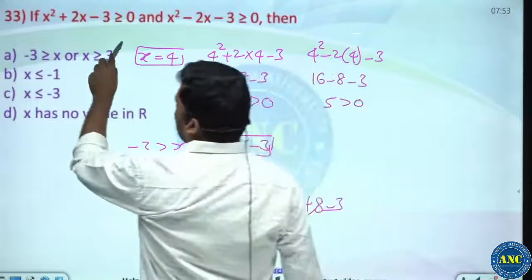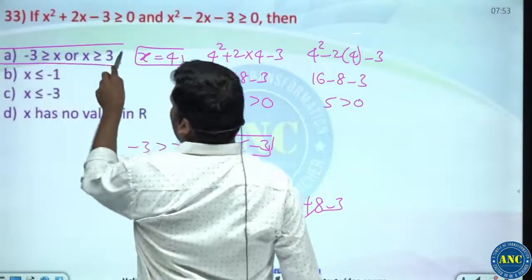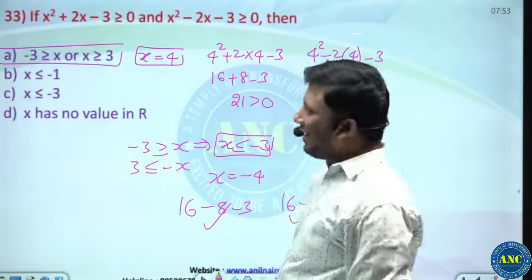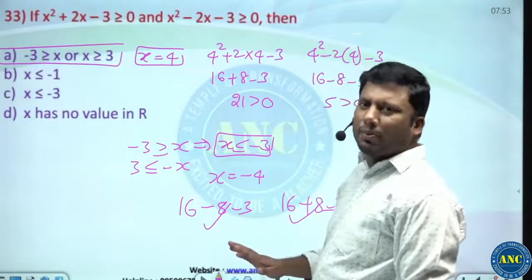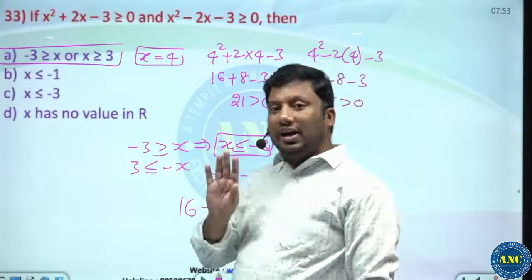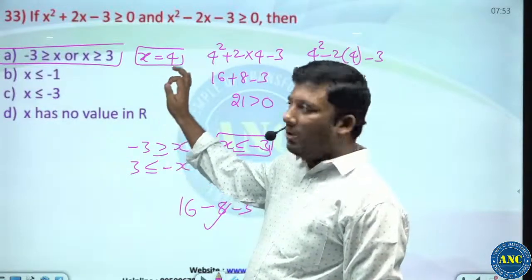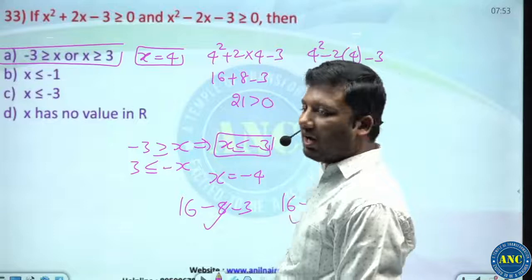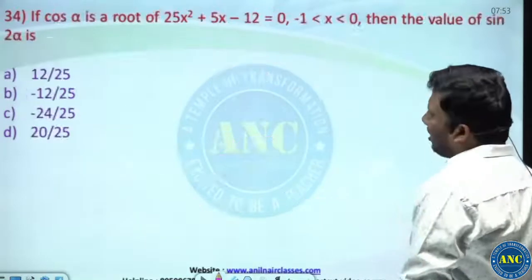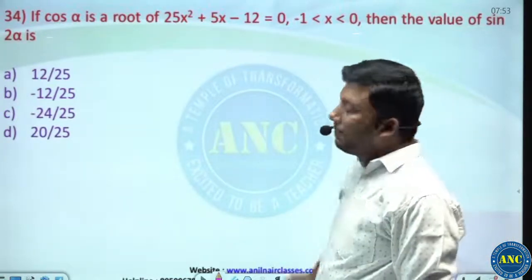Just substitute it. Minus 3 greater than or equivalent to x, or x greater than or equivalent to 3. Very, very simple question. Whenever you get any inequality based question, the idea is just to substitute from the answer option and check which answers are satisfying the equation.